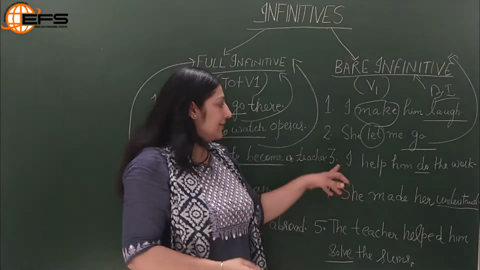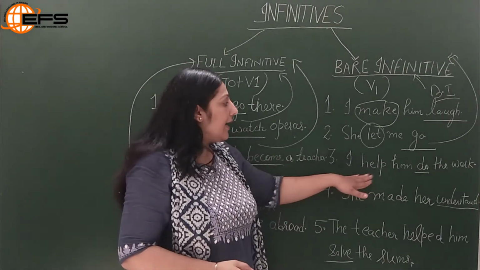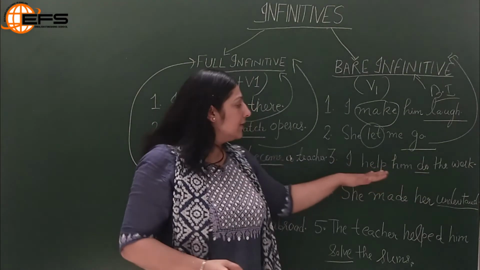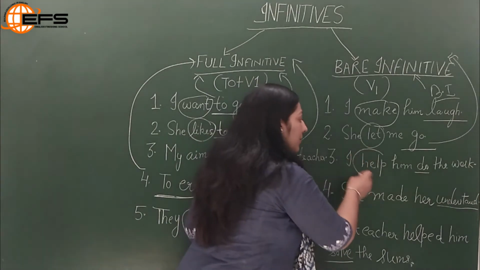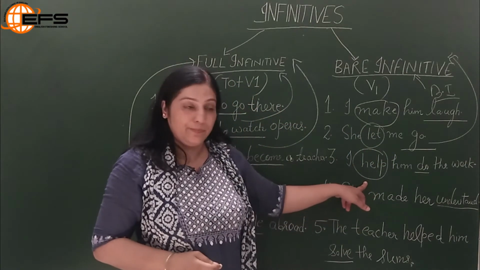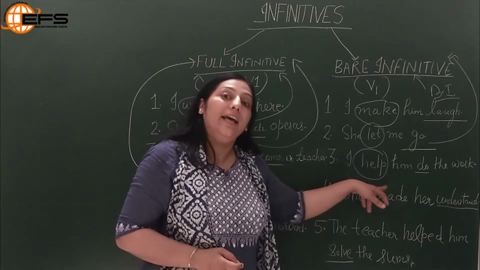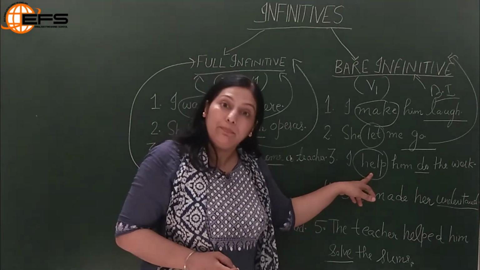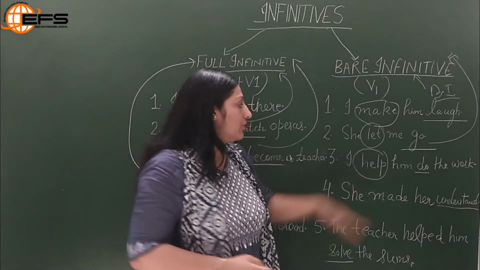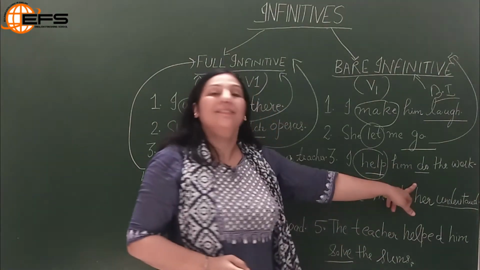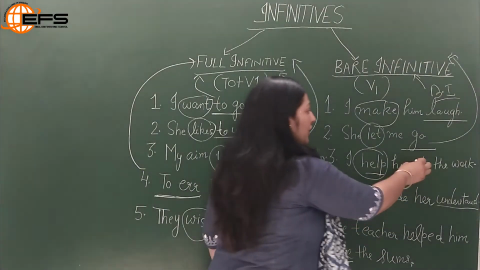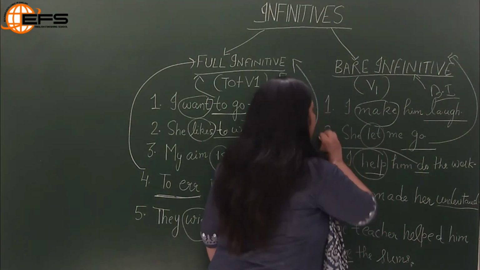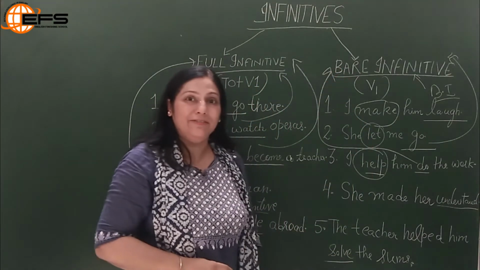Let us look at another example, number 3. I help him do the work. "Help" again is the main verb, which is also called finite verb. I can change its tense. I helped him do. I will help him do. So this is how this is changing. This is not changing, which is V1, and this again is an example of bare infinitive.